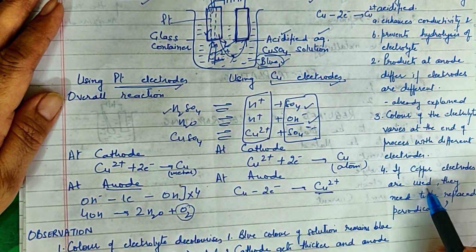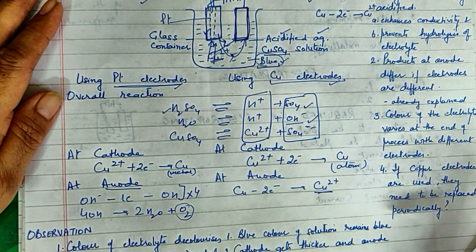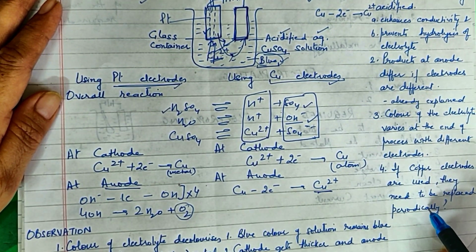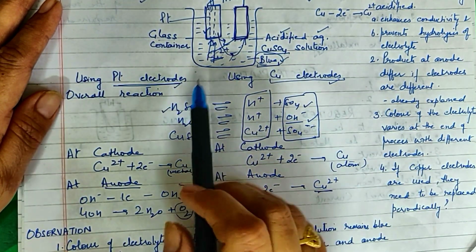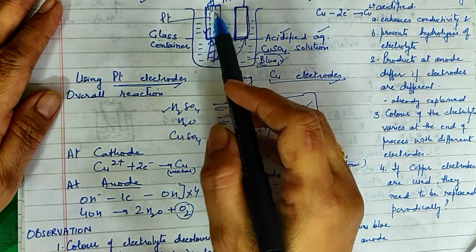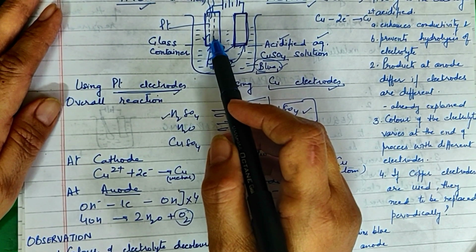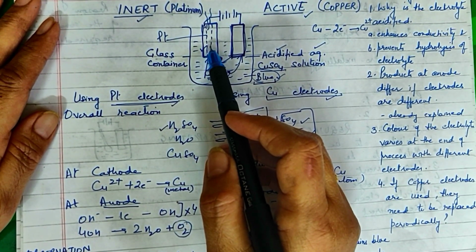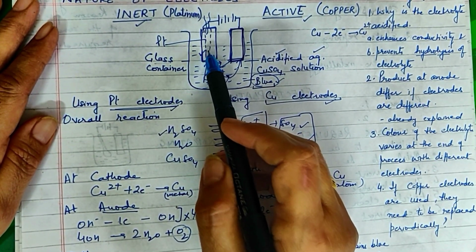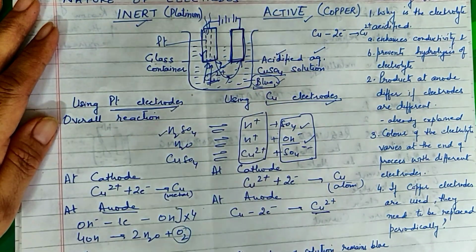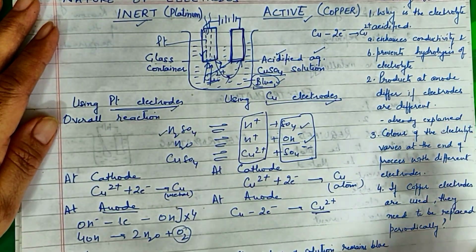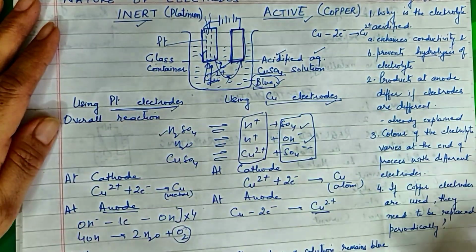If copper electrodes are used, they need to be replaced periodically. Why do they need to be replaced periodically? Basically, it is only the anode which needs to be replaced periodically because it becomes smaller, thinner and diminishes in size, and ultimately it becomes too thin to carry on the process. So this has to be changed from time to time. These are all important reasoning questions which can be asked out of this.